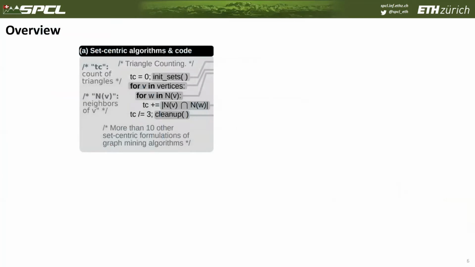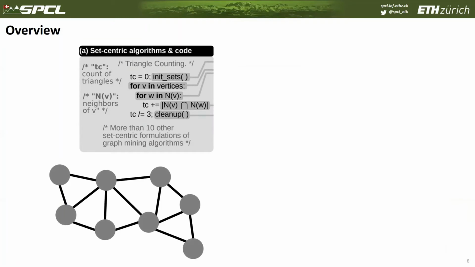Let's take a look at this in the context of some simple example. So here we are going to consider triangle counting, which is the algorithm in which we want to count all the triangles in our graph. And now, one part of the whole design that we provide is set-centric algorithms and formulations, right? So we can see here there's a triangle counting algorithm. Again, the details are not important.